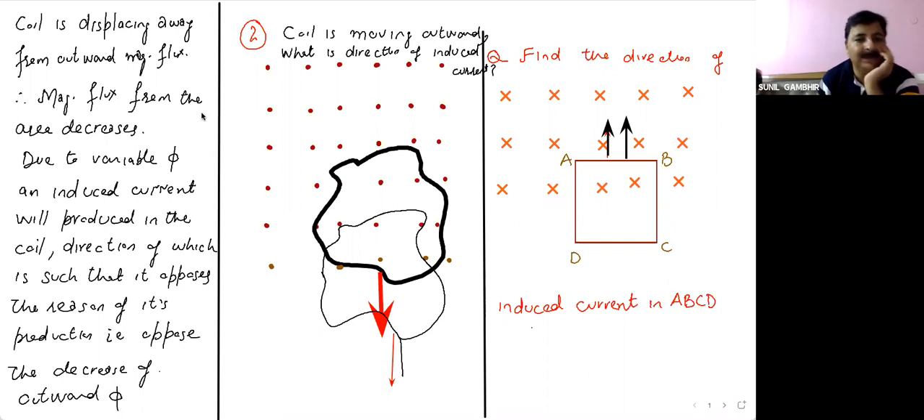Yes, clear. Because out of these 4 questions, 1 question is expected. I am telling you again. One thing is very simple: the shape of the wire does not matter. Is it square or irregular or circle? It does not matter. What matters is the direction of flux and the motion of the coil.